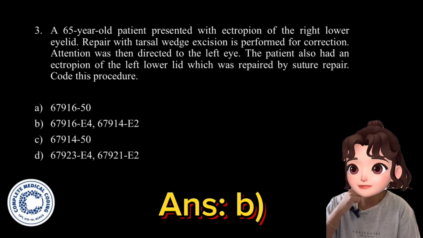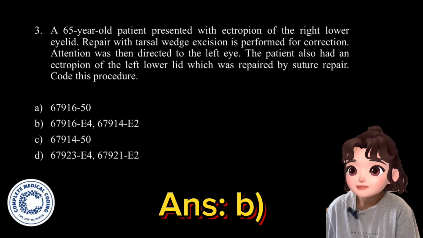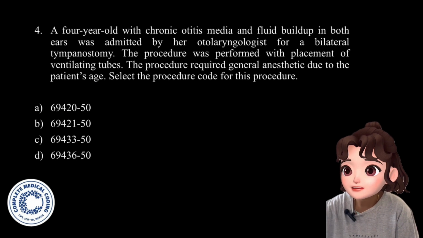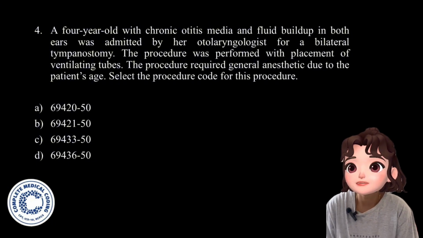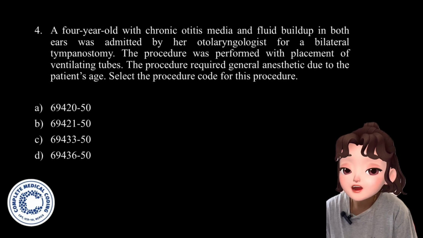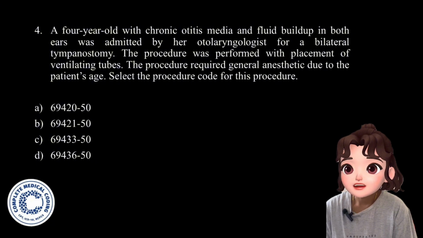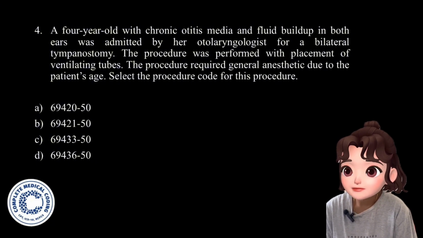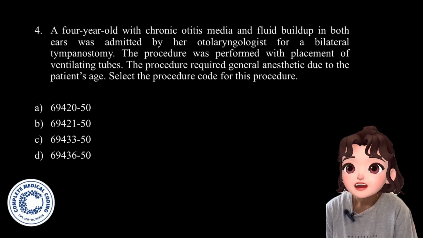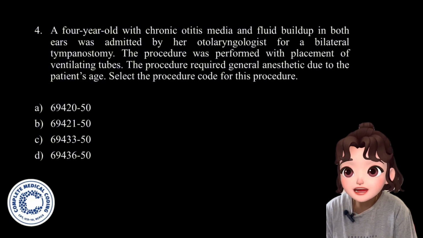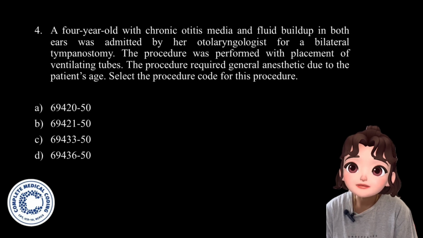Okay. All right. Now let's go to the fourth question. What is the fourth question? A 4-year-old with chronic otitis media and fluid buildup in both ears was admitted by her otolaryngologist for a bilateral tympanostomy. The procedure was performed with placement of ventilating tubes. The procedure required general anesthetic due to the patient's age, because it's a 4-year-old, right? Now, select the procedure code for this procedure.